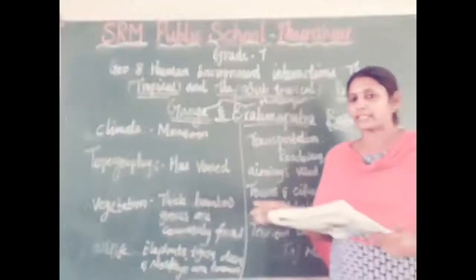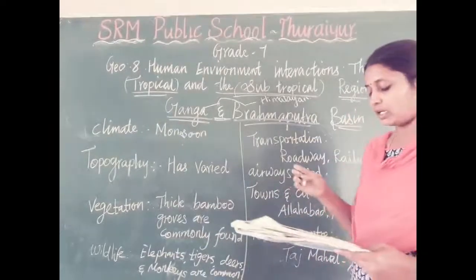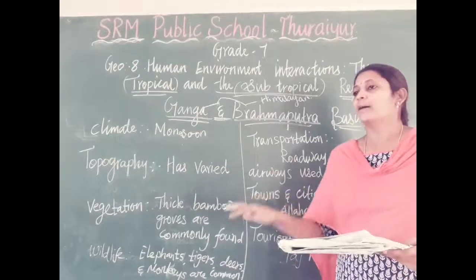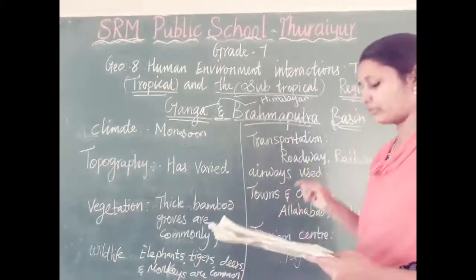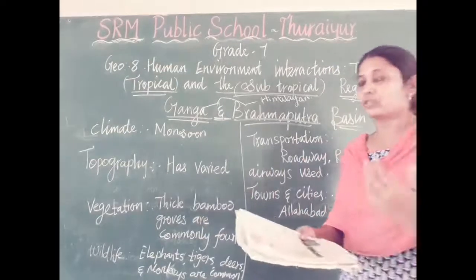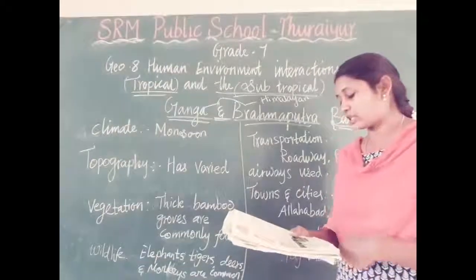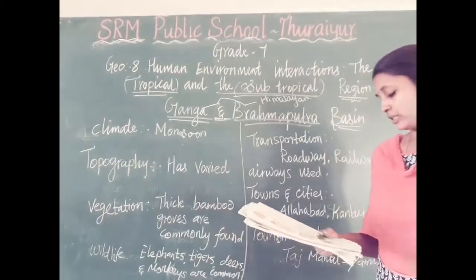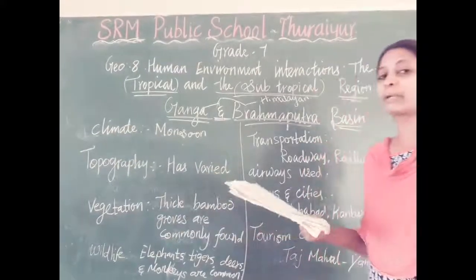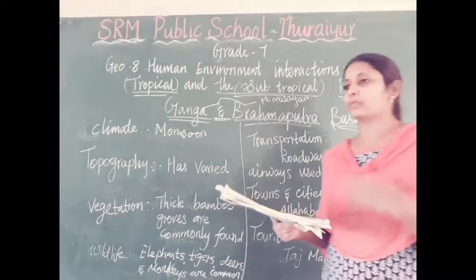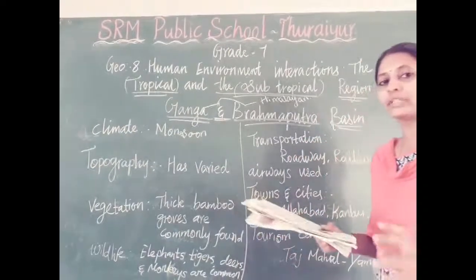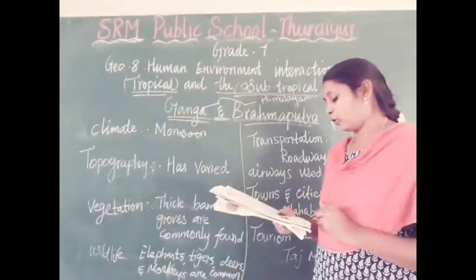Okay, in the plain area they grow paddy along with teakwood, sal or maple trees. So different types of trees also grow here. Thick bamboo trees are common in the Brahmaputra Basin. Brahmaputra Basin means particularly Arunachal Pradesh and Assam, in that area we can see thick bamboo trees.